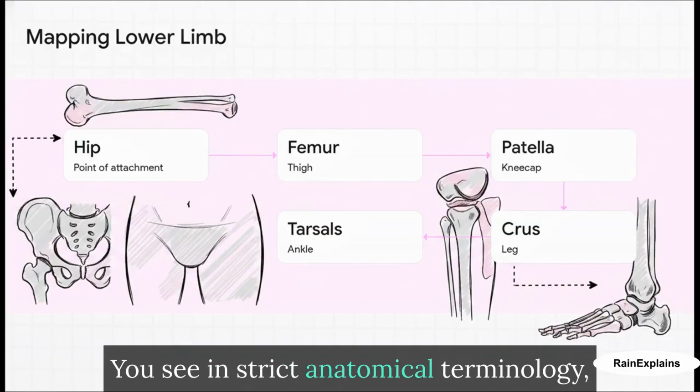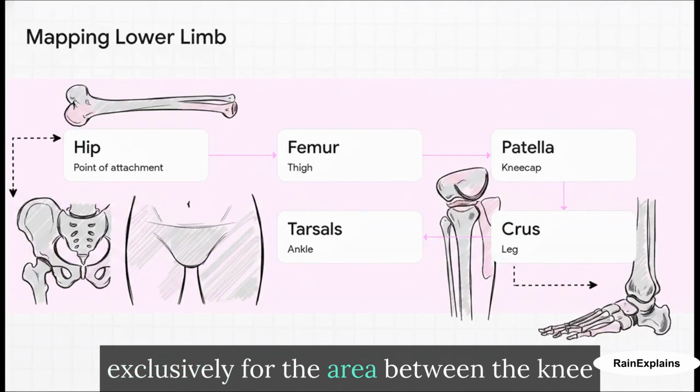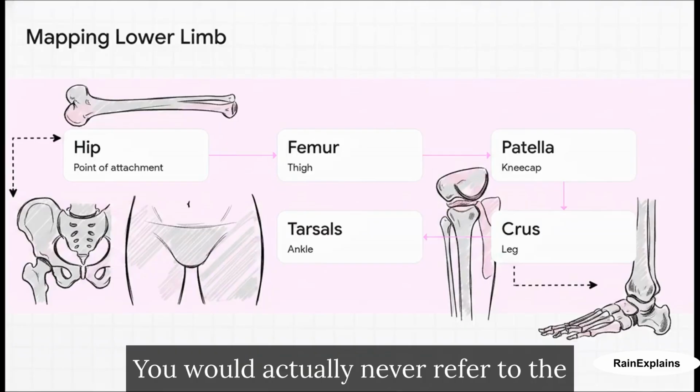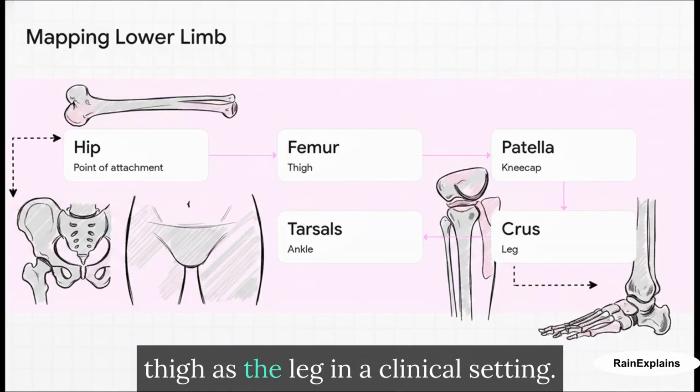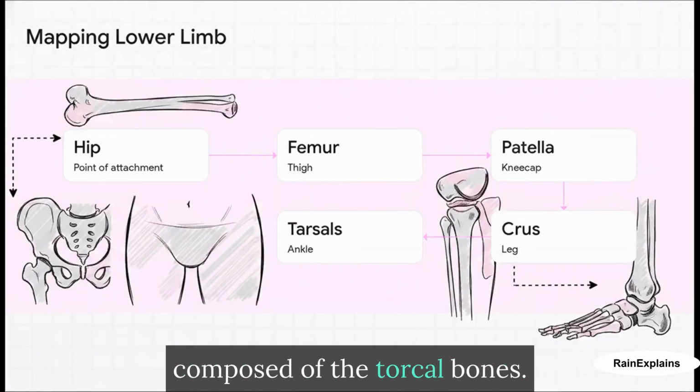You see, in strict anatomical terminology, the word leg, or crus, is reserved exclusively for the area between the knee and the ankle, where the tibia and fibula bones reside. You would actually never refer to the thigh as the leg in a clinical setting. Finally, we reach the ankle, composed of the tarsal bones.